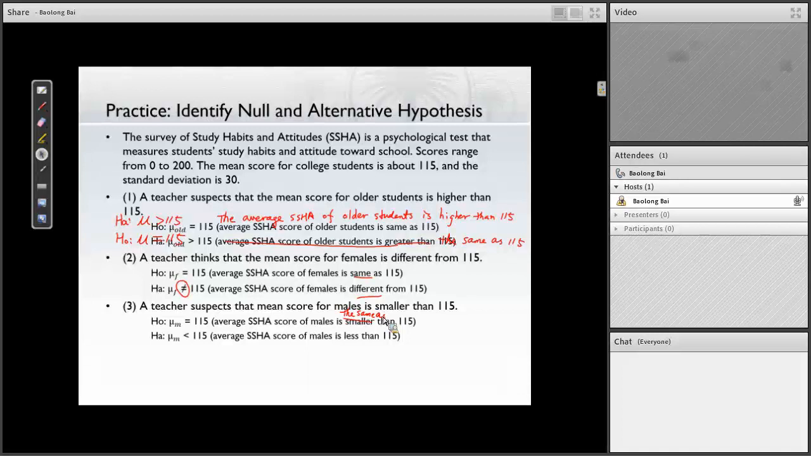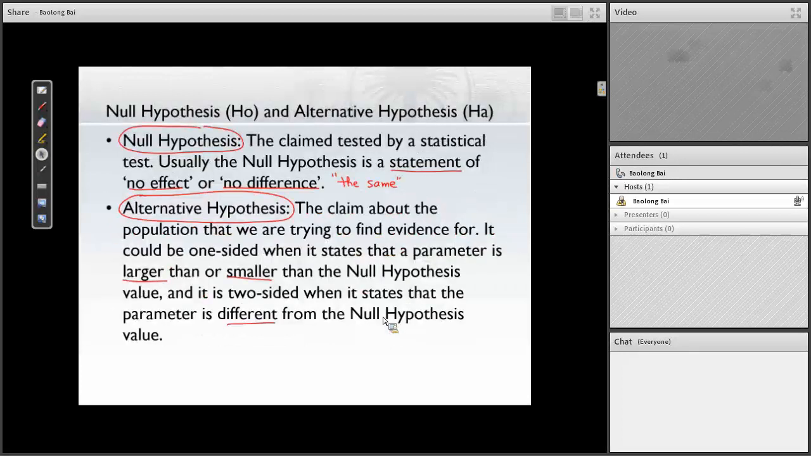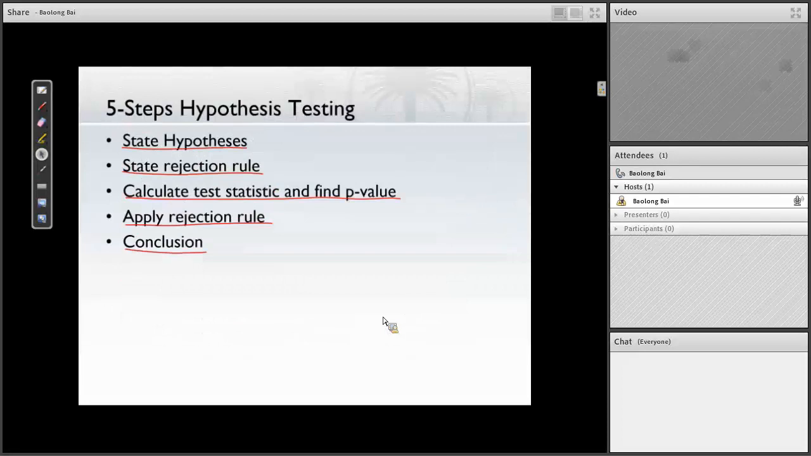So that's our first step, stating hypothesis. The null hypothesis will always have an equal sign. It's stating something being the same with something else. And the alternative hypothesis, depending on what the claim is, could have a greater than sign, a smaller than sign, or a not equal to sign, right? So that's our first step, stating hypothesis. Okay. So now let's talk about the second step, state rejection rule.